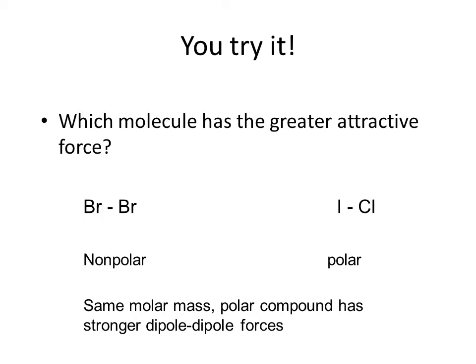If I look at this molecule, though, I know that chlorine is more electronegative than iodine, and so there will be a dipole in this molecule. This means that the bromine is a nonpolar molecule, and the iodine monochloride is a polar molecule. As a result of this being a polar molecule, it will have the greater intermolecular attractive force.